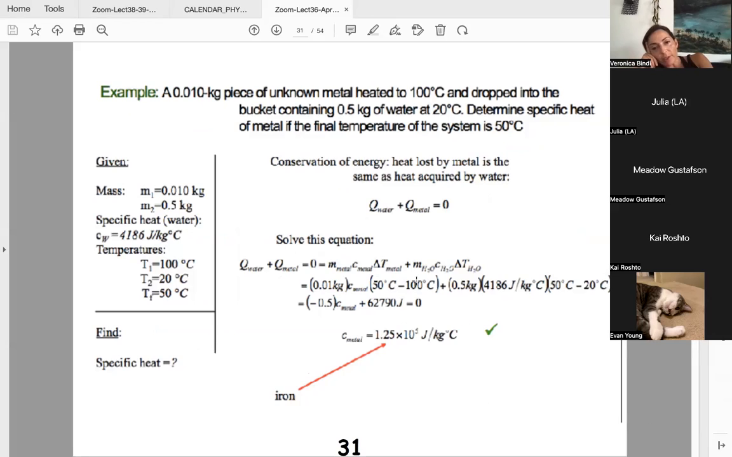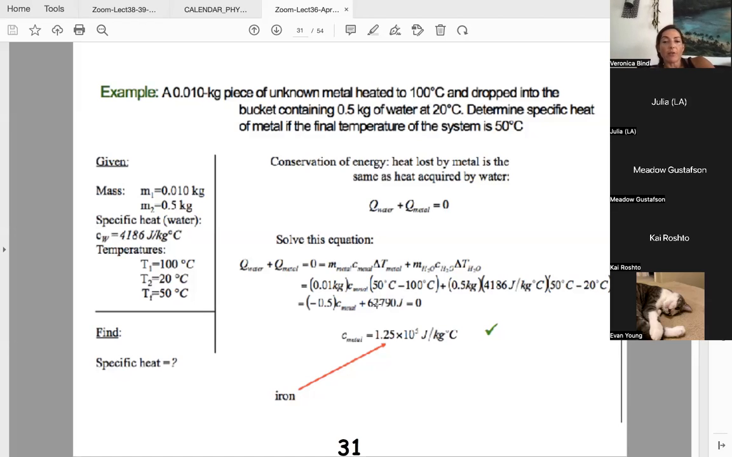The Q of the water, what is that? The mass of the water, C of the water, delta T of the water. Okay, so let's start with the first one. The metal, we say that is 0.01 kilogram, the mass. C of the metal is what we are looking for, so we just leave it as a C. And then delta T. Delta T, remember, is always T final minus T initial.